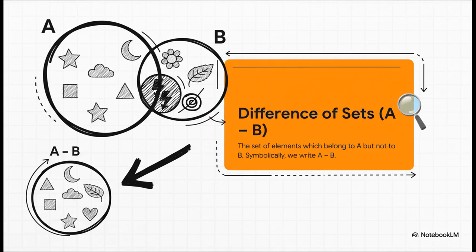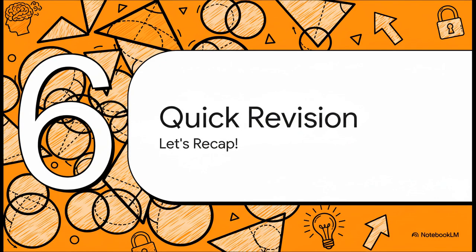And finally, there's difference. A minus B is pretty simple. You take everything in set A, and then you just throw away anything that's also in set B. So look at our example. A is 1, 2, 3, 4, and B is 3, 4, 5, 6. What do they share? 3 and 4. So we take those out of A, and we're left with just 1, 2. That's A minus B.